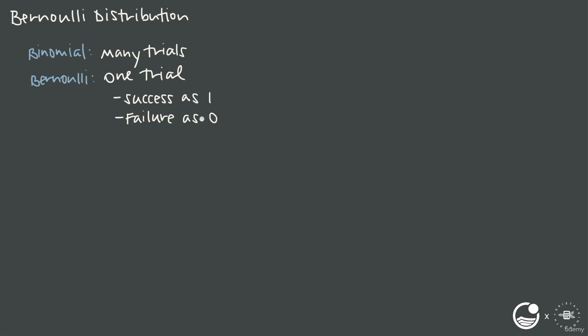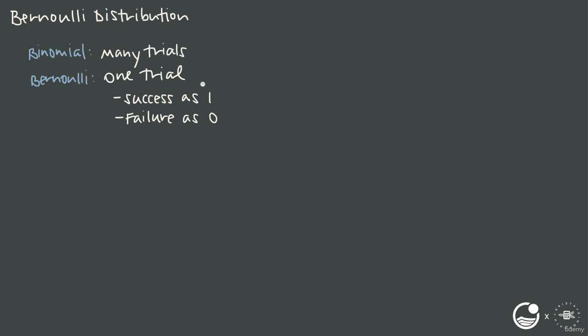a failure or 0. If we're rolling a 6-sided die one time, we have one trial, we could define success as rolling a 2. So rolling a 2, we would assign this value of 1, rolling anything else. So a 1, 3, 4, 5, or 6 would be assigned a failure or a 0 value. It's really this idea of distilling down success and failure to these values 1 and 0 that makes this Bernoulli random variable unique and useful.